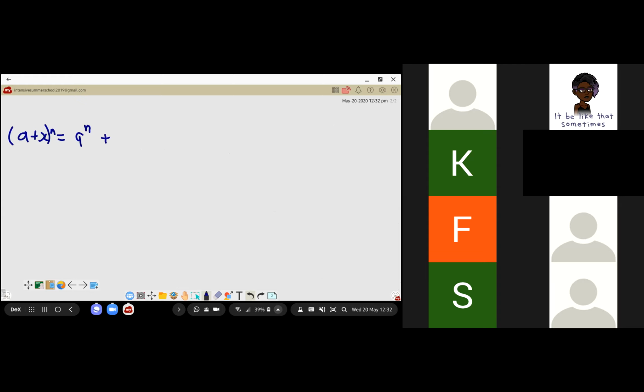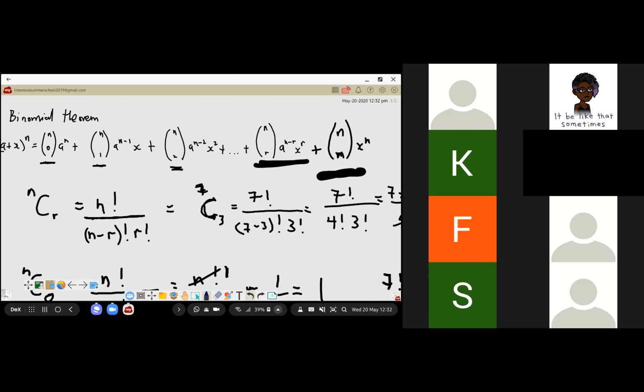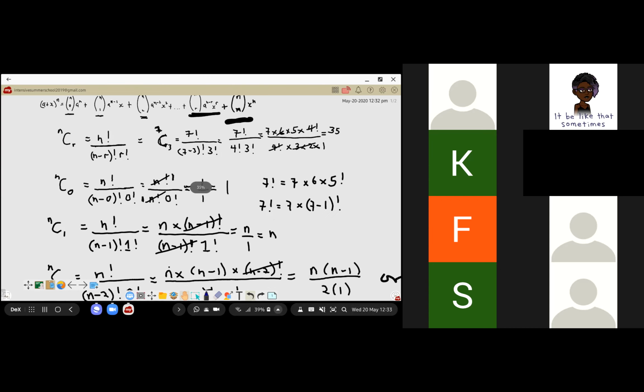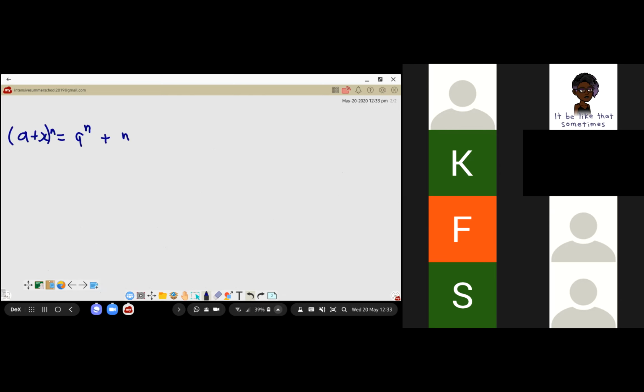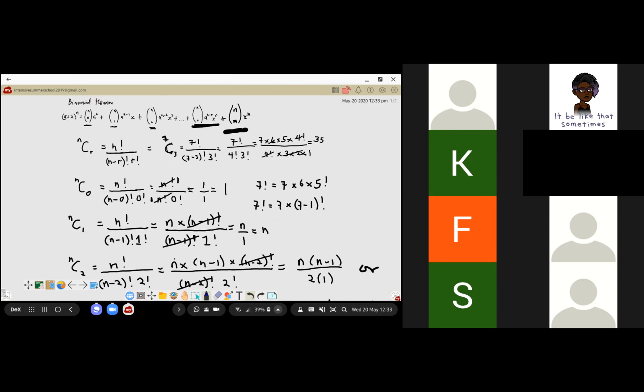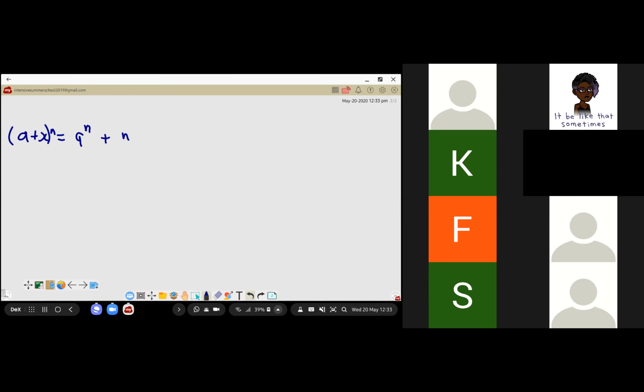Then we'll go back. N combination 1, what did we get? N combination 1, we had n. So it's going to give us n, then a raised to the power n minus 1, and then x. So I write it: a raised to the power n minus 1, and then x.